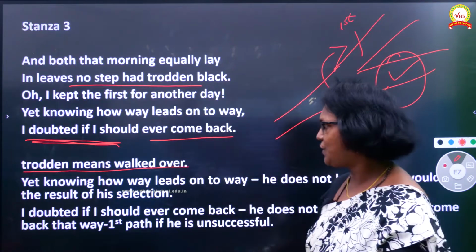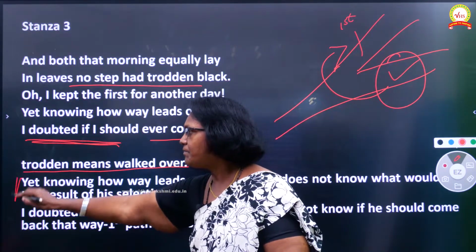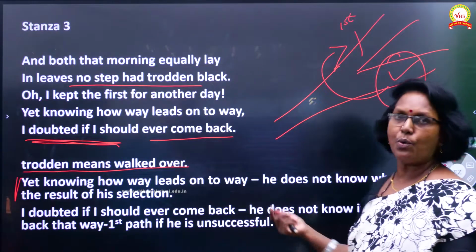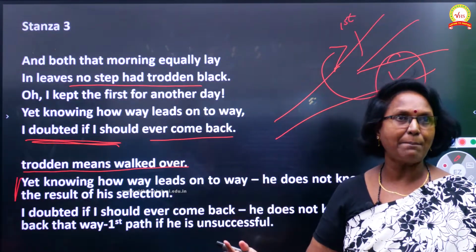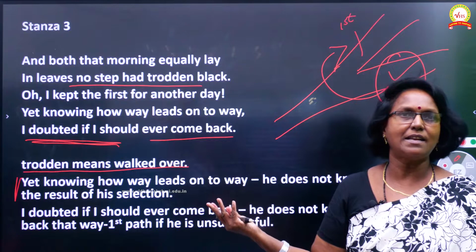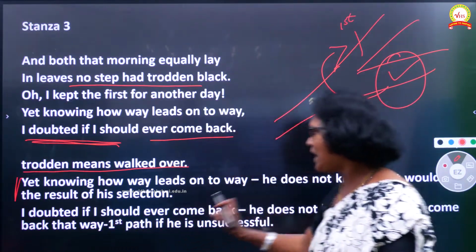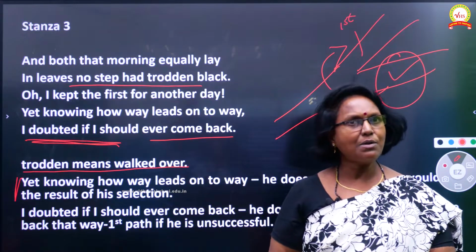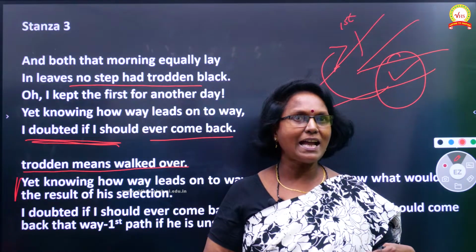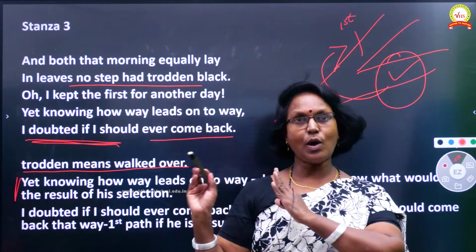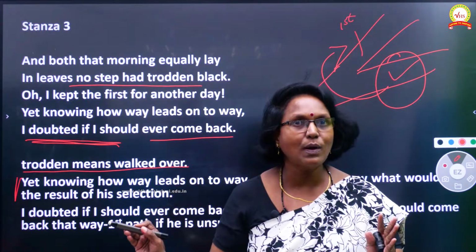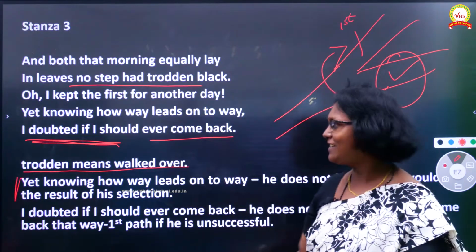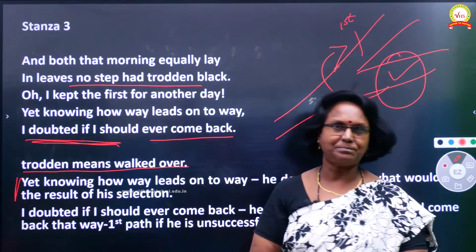And see the last two lines which are here. Yet knowing how way leads on to way, he does not know what's going to happen. No one can tell. I doubted if I should ever come back. So he has a doubt. What's the doubt? Can I come back to the one which I had left? Is the choice which I have taken a right one? So these are the doubts that the poet has in his mind.